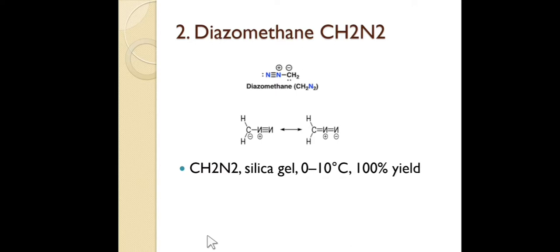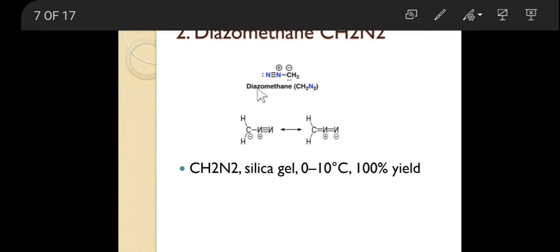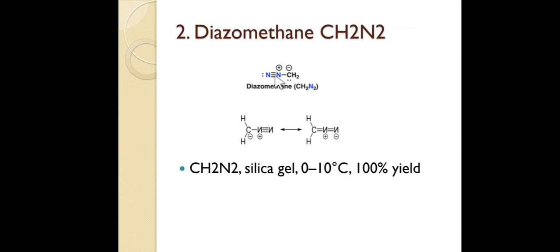Now the next reagent is diazomethane. Okay, there are some changes in the reaction. So diazomethane looks like CH2 minus and N2 plus. This is called diazomethane. Okay, this is the diazomethane structure, and for the delocalization of diazomethane, the negative charge can be on carbon as well as on nitrogen. This is a canonical structure of diazomethane.